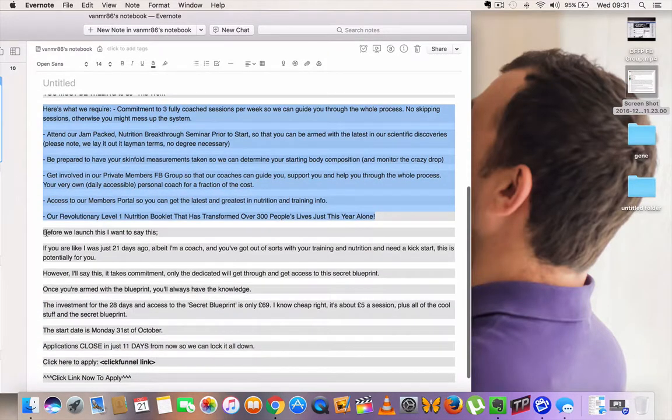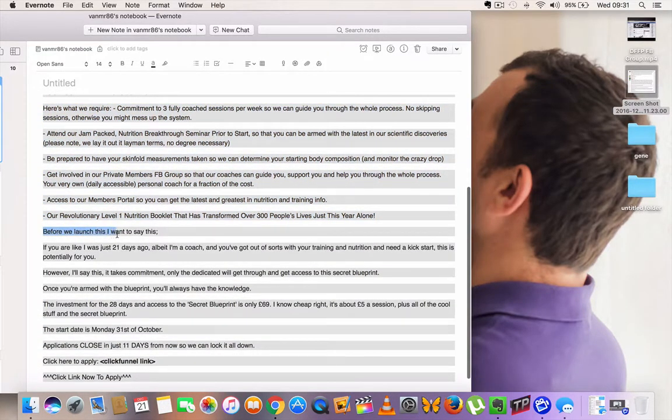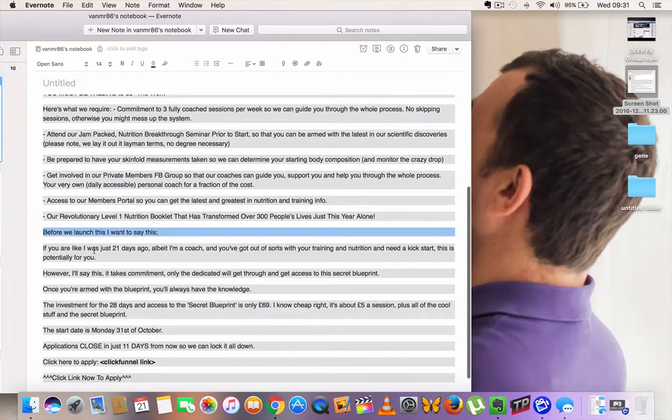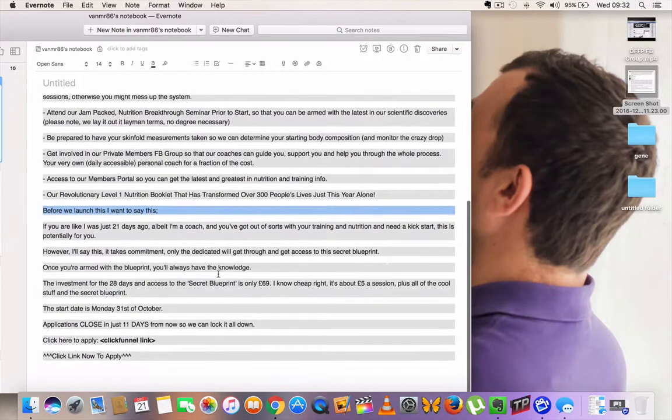And now we do another push away here, where we say, before we launch this, if you are like I was just 21 days ago, albeit I'm a coach, and you've got out of sorts with your training and nutrition and need a kickstart, this is potentially for you. However, I'll say this, it takes commitment. Only the dedicated will get through and get access to the secret blueprint. Once you're onto the blueprint, you'll have the knowledge forever. And then here's where we say the investment for the 28 days and access to the secret blueprint is only so much. It is cheap, right?